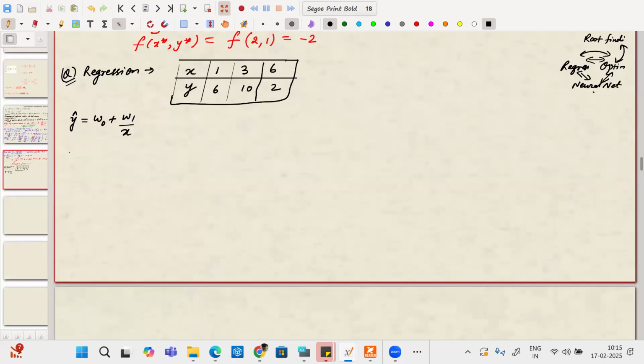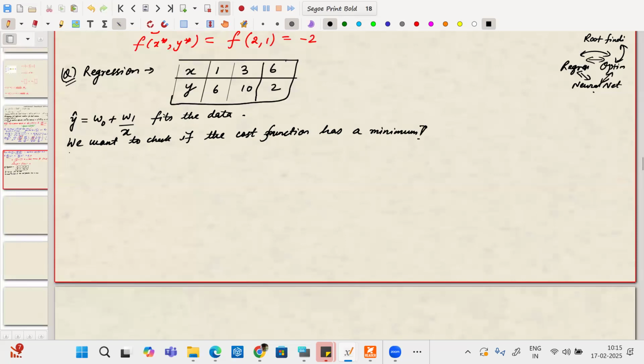So, let us return to the problem. This curve fits the data. We are interested to check if the cost function, that is, the error in regression, has a minimum. If it has a minimum, it is a good idea, right? It is good that my regression problem attains a minimum. That means this curve is a good fit for my data. I hope you are getting the idea.